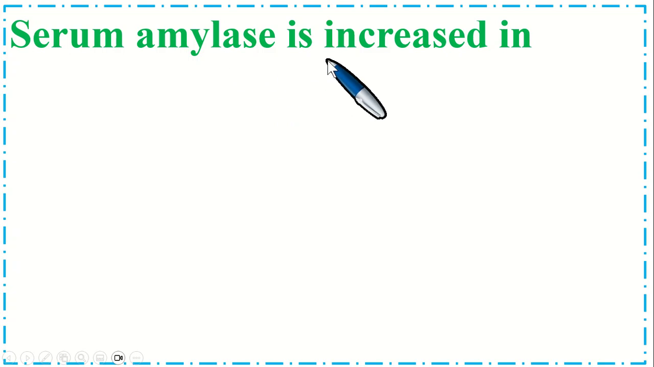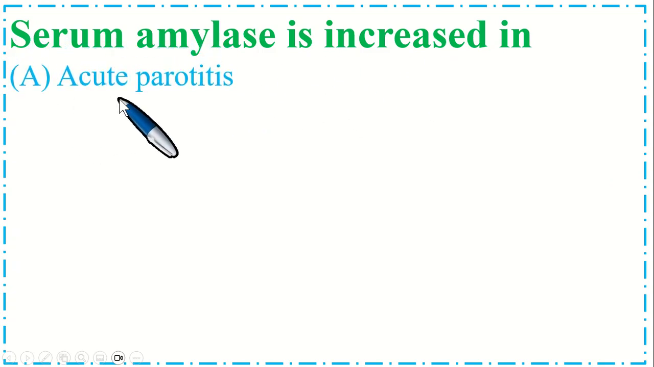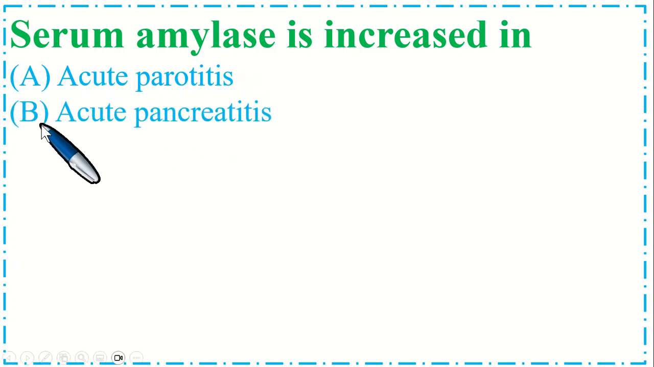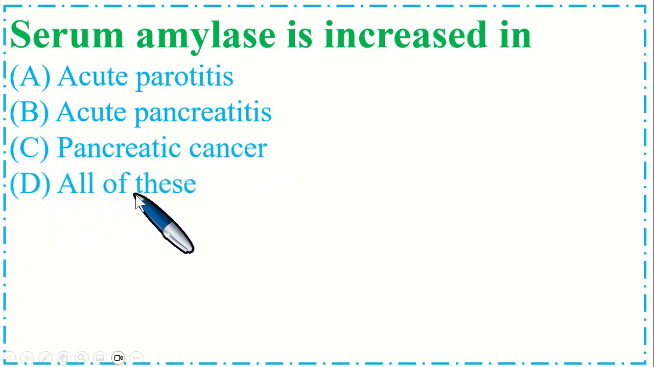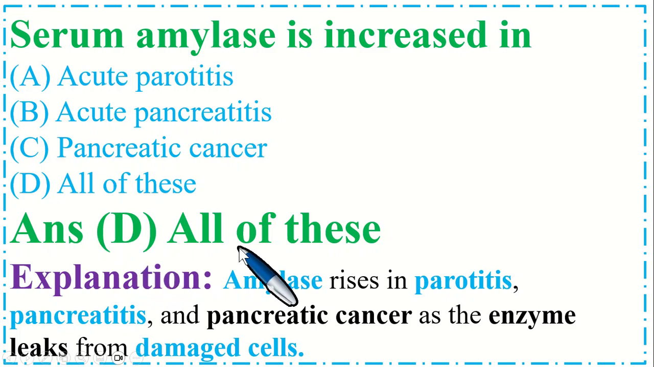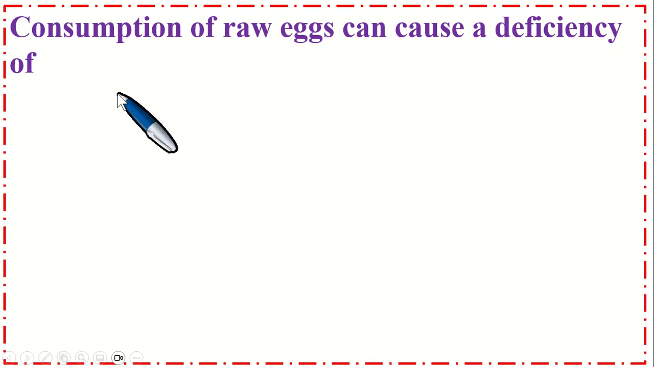Serum amylase is increased in option A acute pancreatitis, B acute pancreatitis, C pancreatic cancer and option D all of these. So the correct option is D, all of these. Explanation: amylase rises in pancreatitis and pancreatic cancer as the enzyme leaks from damaged cells. So this is a very important MCQ.